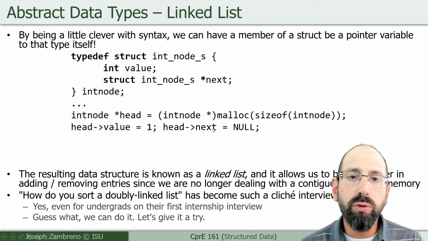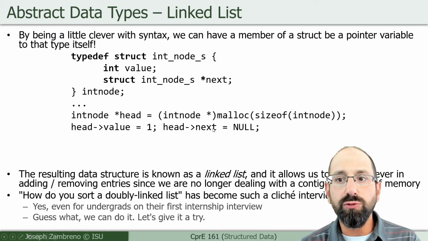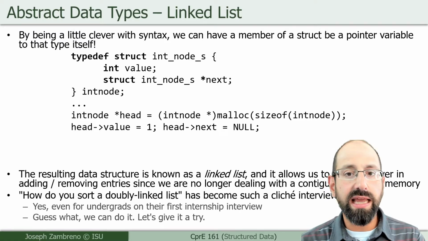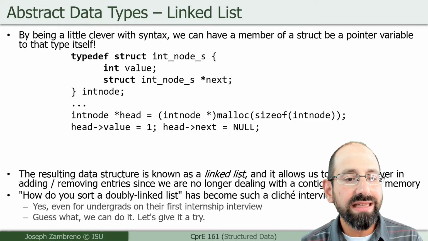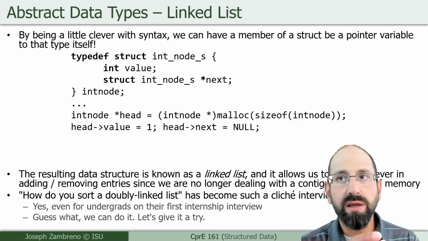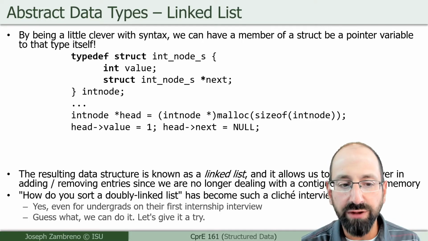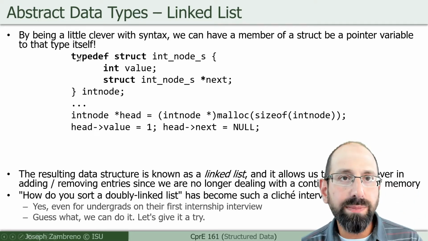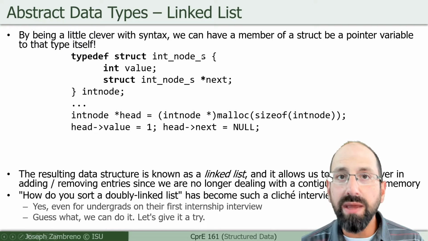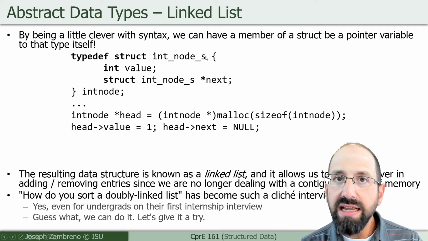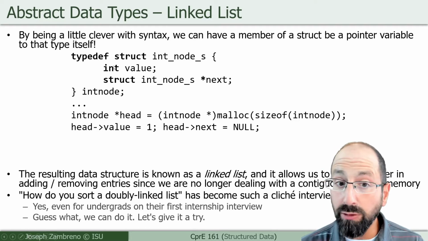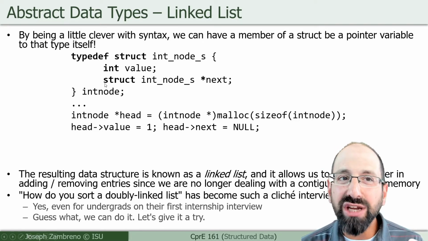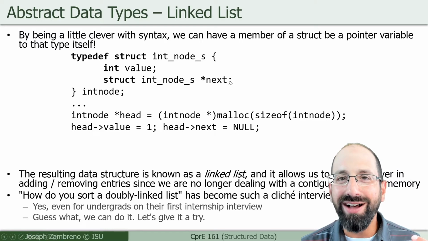The upside of having pointers in our structure is we can actually do some pretty clever things. With a little bit of clever syntax, we can have a member of the struct be a pointer variable to that type itself. Syntactically, there's a little bit of a trick going on here where we're doing our typedef struct, and we're still naming what that struct is going to be at this point, struct int node s. We have some value data type that we are storing here. And then we can actually have a pointer to another variable of that type, struct int node s.